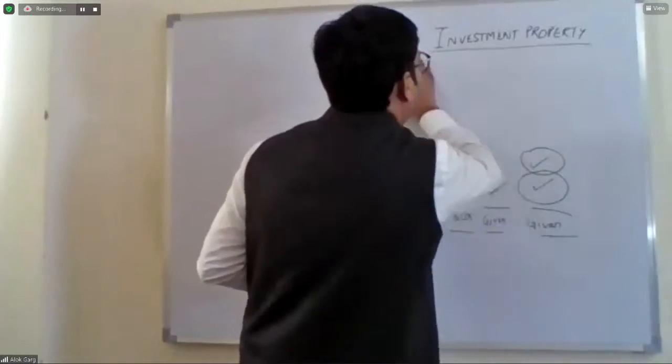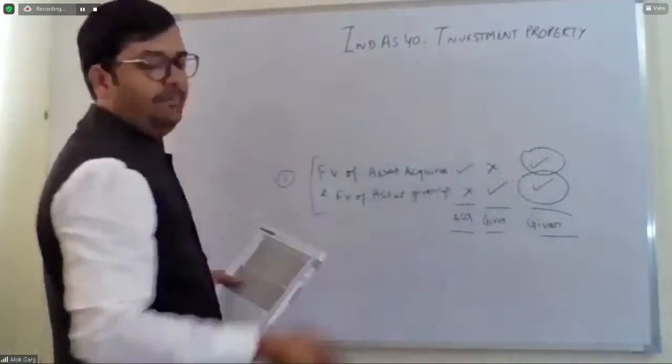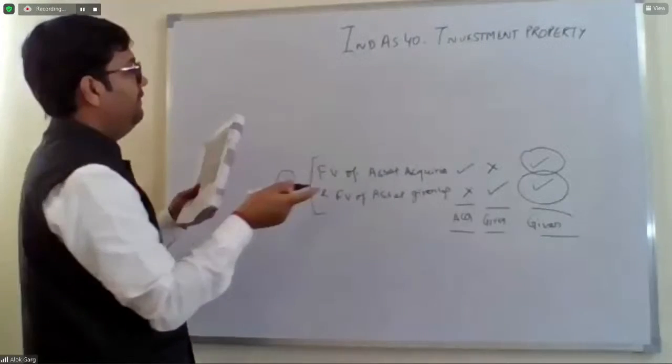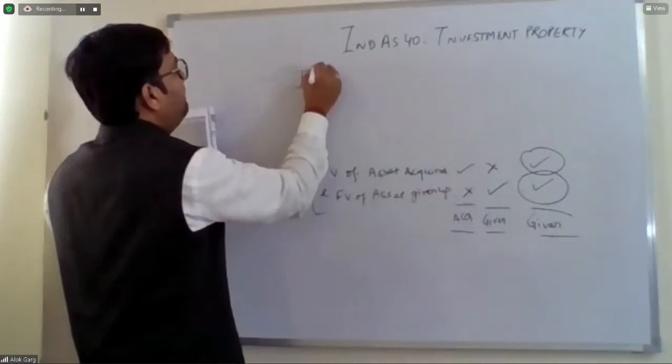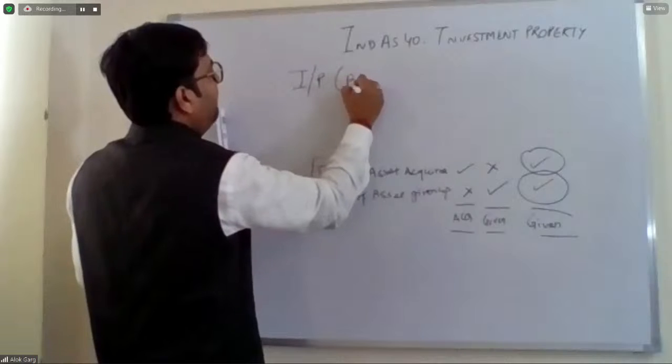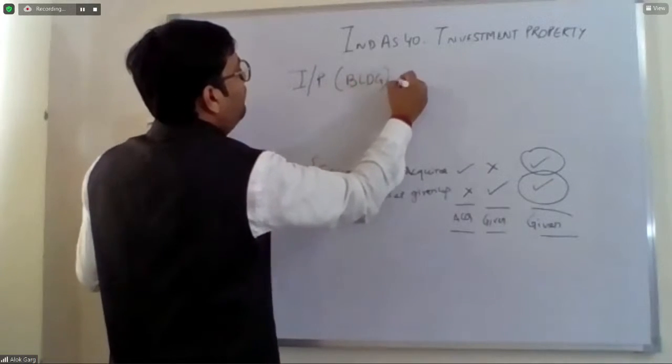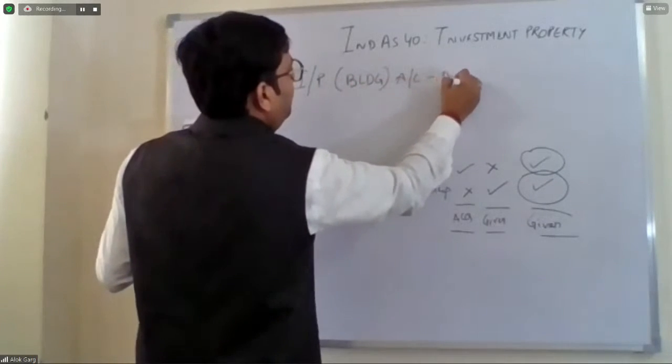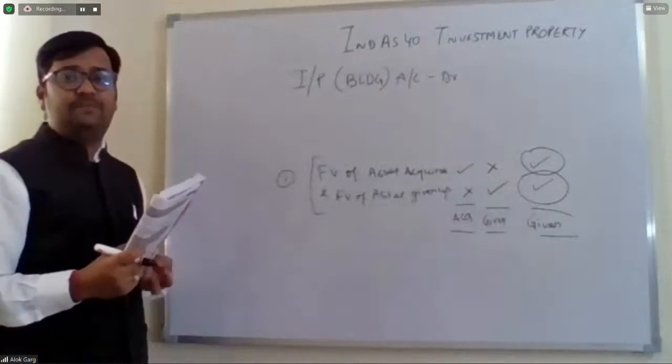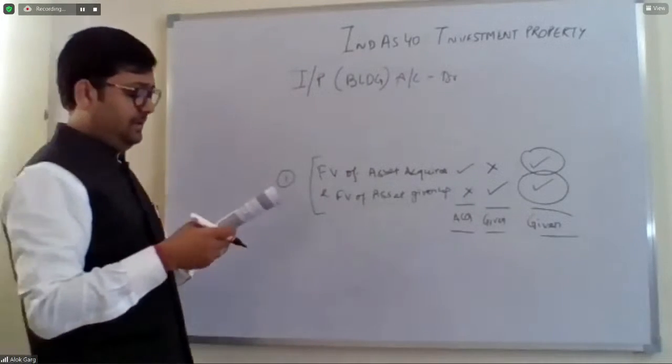What is the accounting entry? We will debit investment property, IP, building. Building account debit. Am I right? Because the company is purchasing the building, so building should be debited.